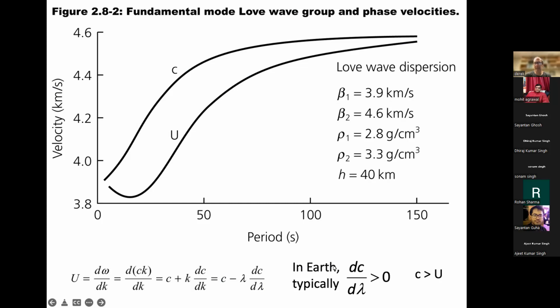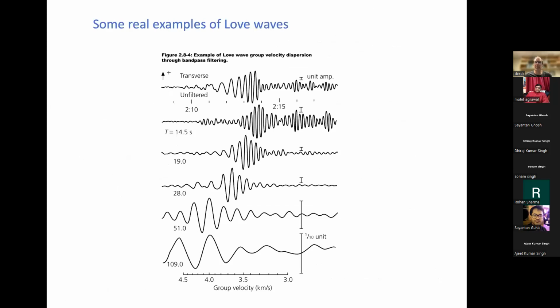So in Earth, typically dc/d lambda is going to be greater than 0. So c will typically be greater than U. So some real examples of Love waves. If I filter Love waves at these periods, 14.5, 19, 28, 51, and 109 seconds, we can see the envelope and then the short period oscillations within the envelope.